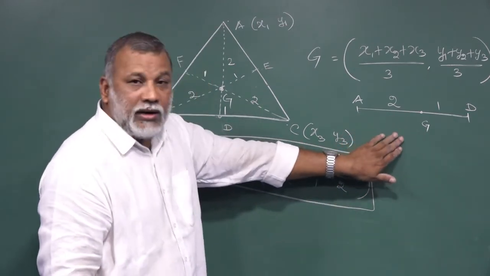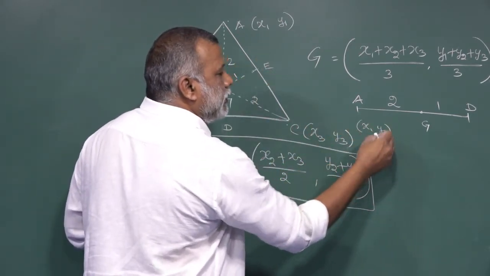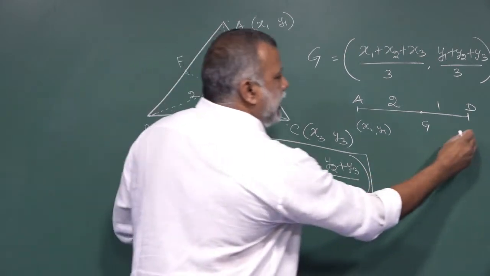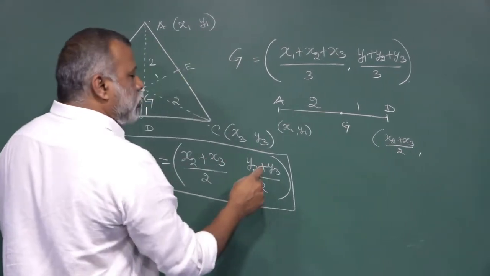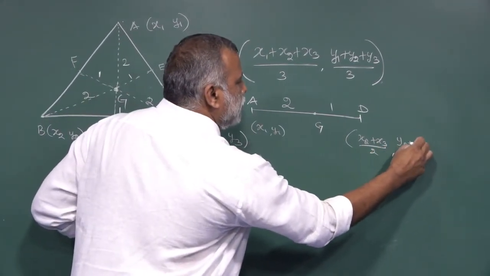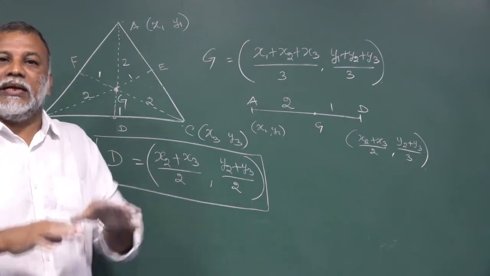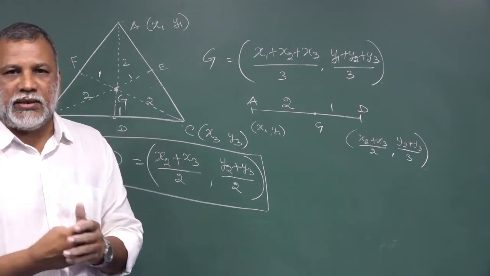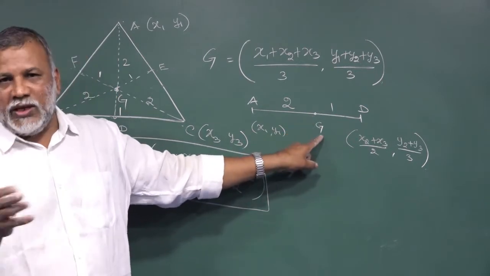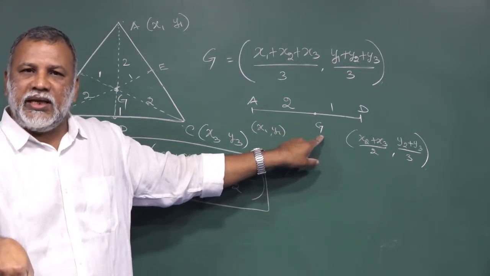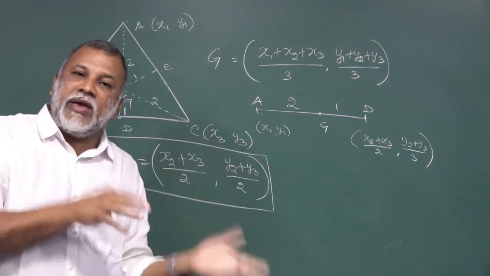Now in this diagram, on this line, what is the value of A here? x1, y1. What is the value of D here? D is (x2 plus x3) by 2, comma, (y2 plus y3) by 2. The logic is always the same, but you replace the data. So dear students, no need to memorize. What is the logic here? Instead of P we have G. What is the section formula internally? P divides the line segment internally in the ratio m is to n.